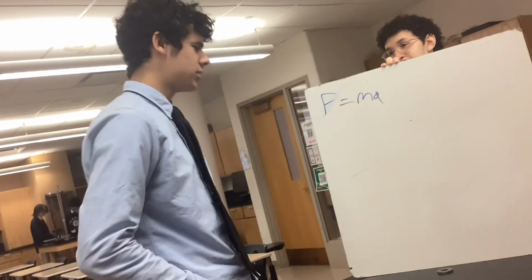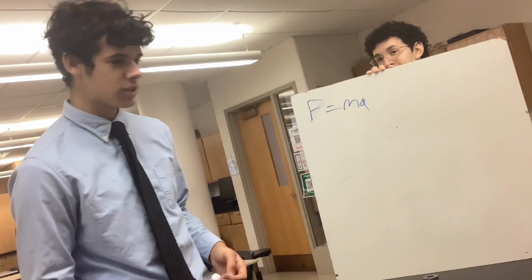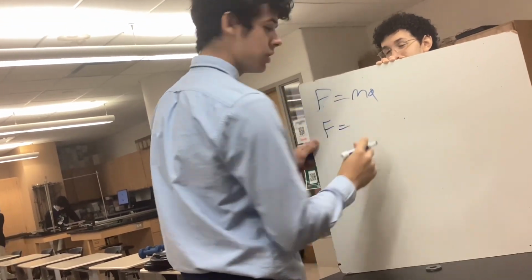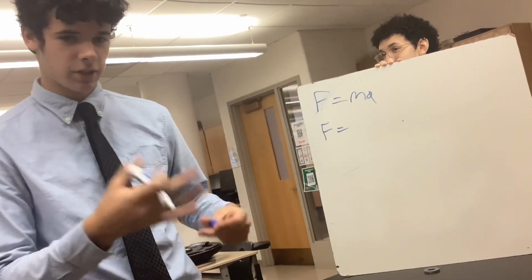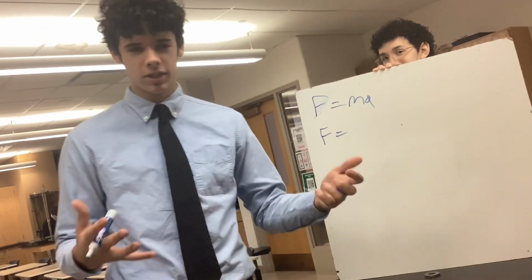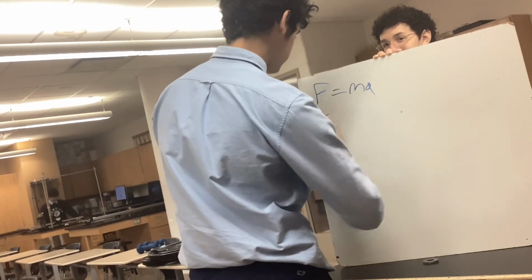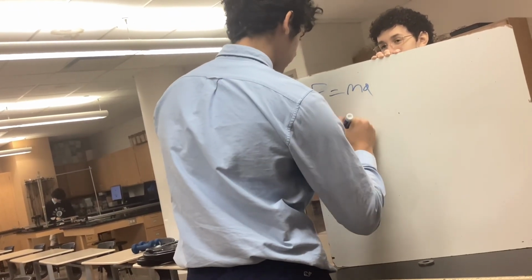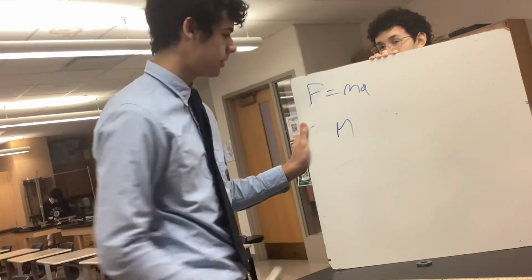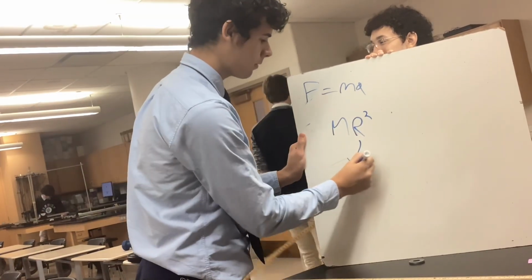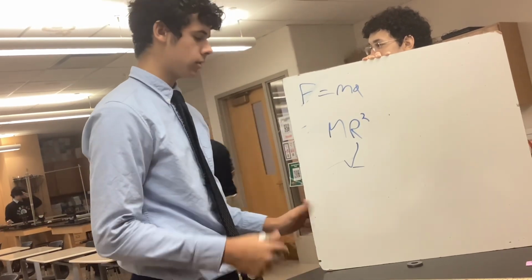What is moment of inertia? Moment of inertia is essentially the resistance to a change in rotational acceleration or velocity. So essentially, it's how hard it is to spin something. The equation for it is m, being the mass of the object, times r squared, where r is how far away it is from the axis point, or the rotation.